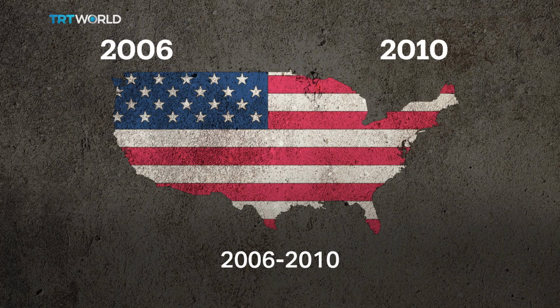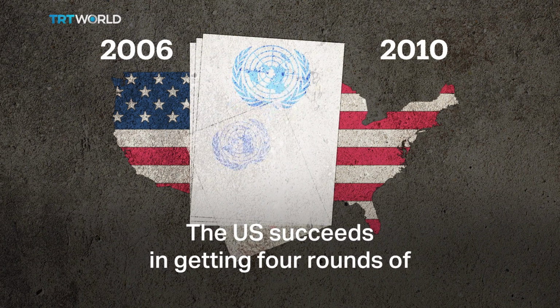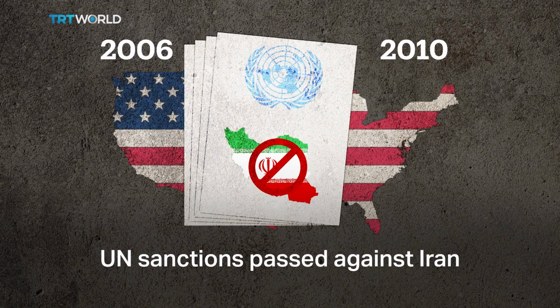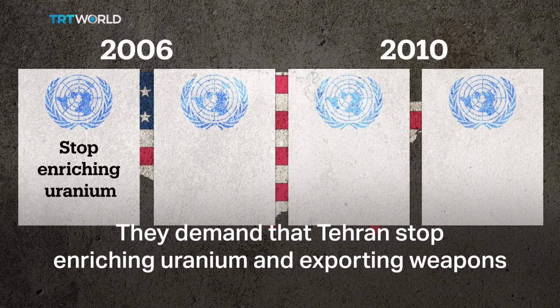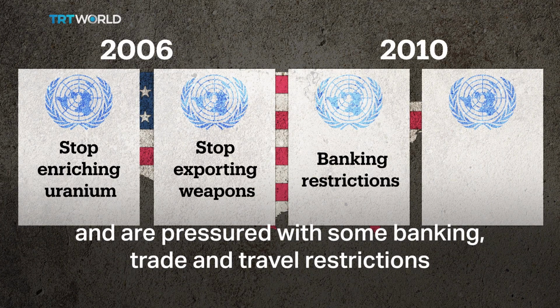2006 to 2010, the US succeeds in getting 4 rounds of UN sanctions passed against Iran. They demand that Tehran stop enriching uranium and exporting weapons, and are pressured with some banking, trade and travel restrictions.